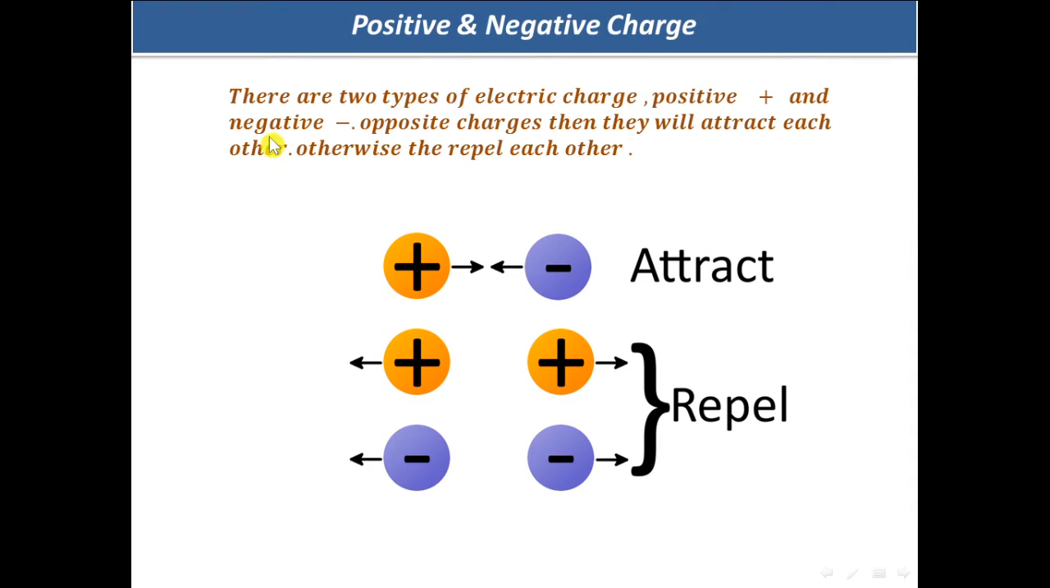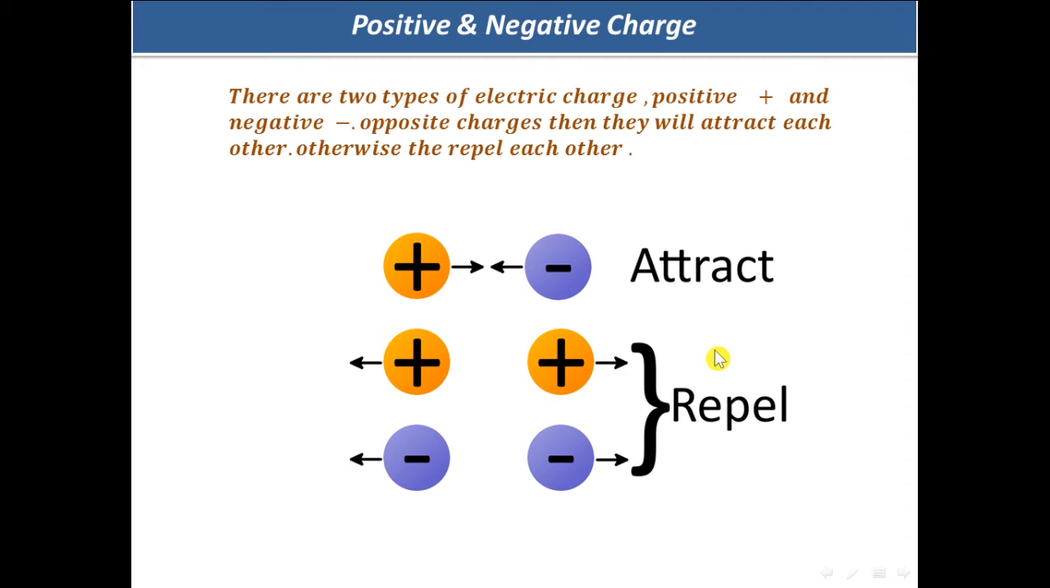As you see, there are two types of charges: positive charges and negative charges. Opposite charges always attract each other, but like charges, negative charges, repel each other. Each one is repelling the other one. This is the type of charges that happen when there is free movement of electrons around the material.